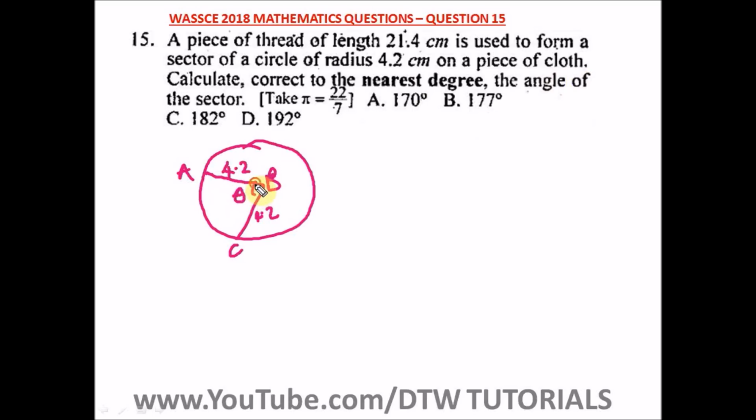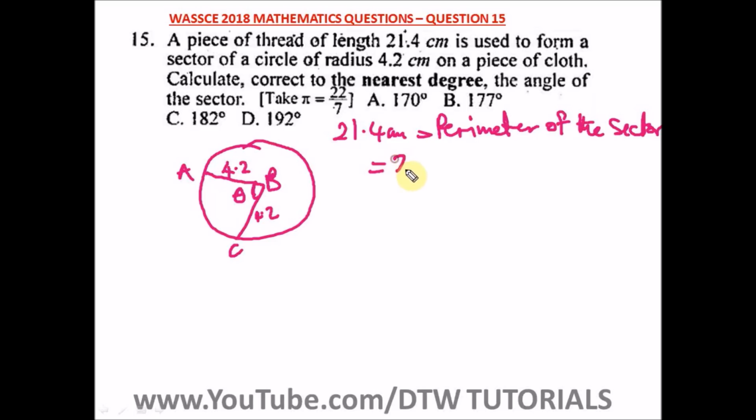So we're told to find this theta. From here, we've been given that the piece of thread of length 21.4 is used to form the sector. So it means that 21.4 centimeters is the perimeter of the sector. And we're told to find the angle of the sector. Remember from our formula, what's the perimeter of a sector? The perimeter of a sector is 2r plus the length of the arc.